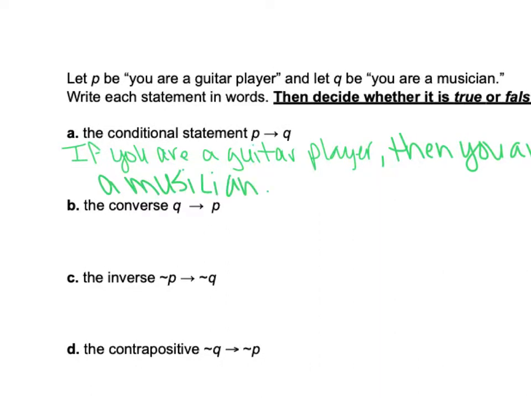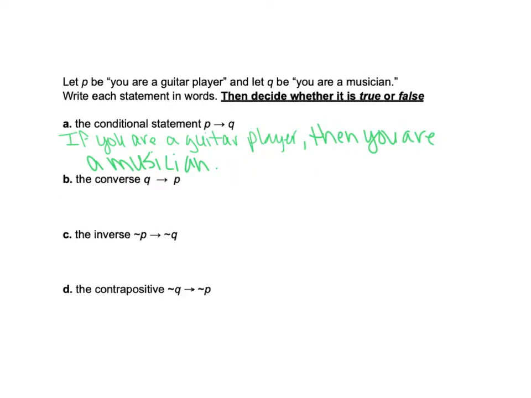Okay, so let's think about that. If you are a guitar player, then you are a musician. By definition, I think in order to play music, you have to be able to play something. So in this case, if you are a guitar player, then you are a musician would be a true statement. Now the converse just takes that and flips the order. So the converse is going to be if you are a musician, then you are a guitar player.